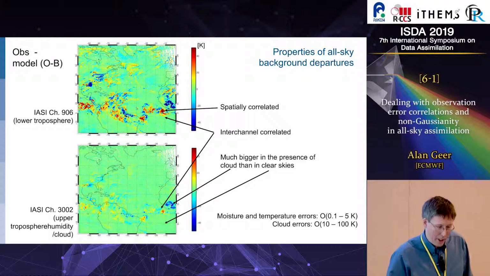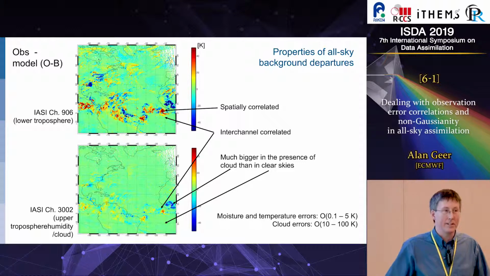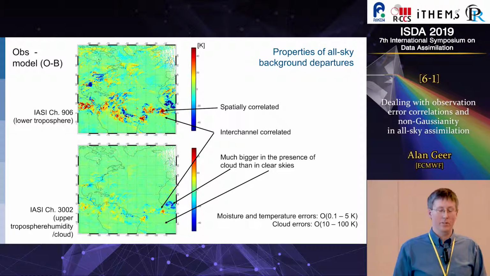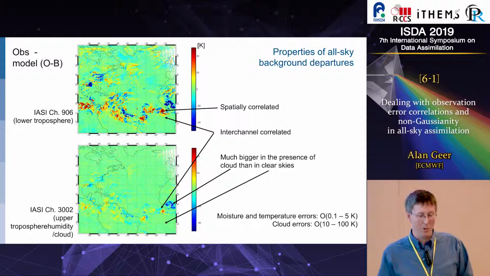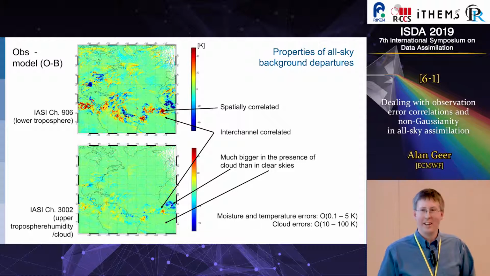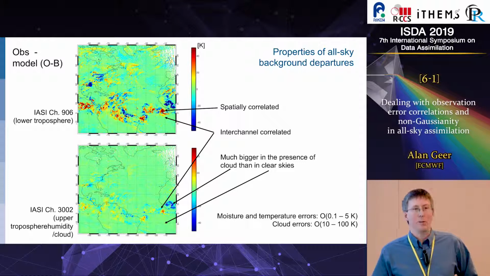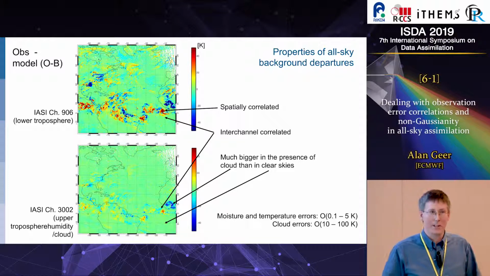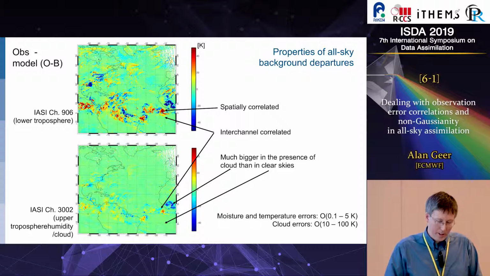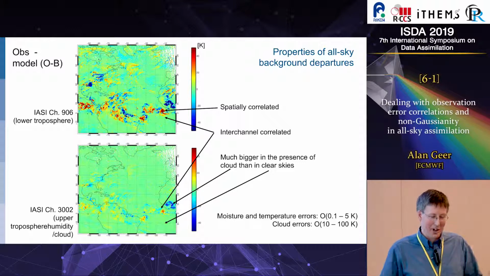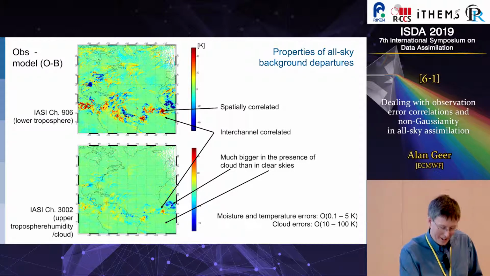And we can quantify that a bit in observation space: moisture and temperature errors are around the size of 0.1 or 5 Kelvin, whereas cloud errors in observation space can be as large as 100 Kelvin. And that's really the problem that all-sky assimilation is trying to deal with, these very dynamically varying error scales, error correlations, error variances.